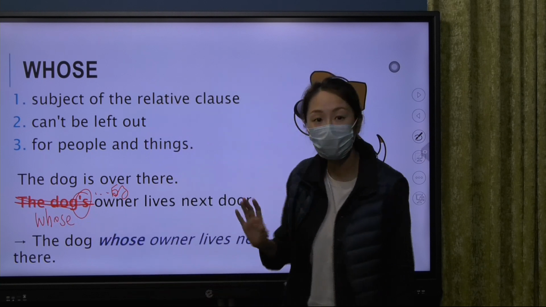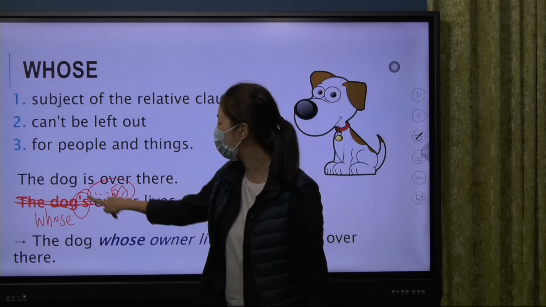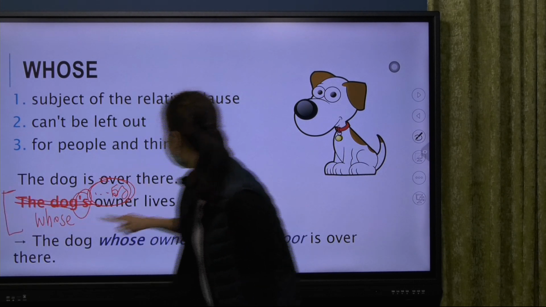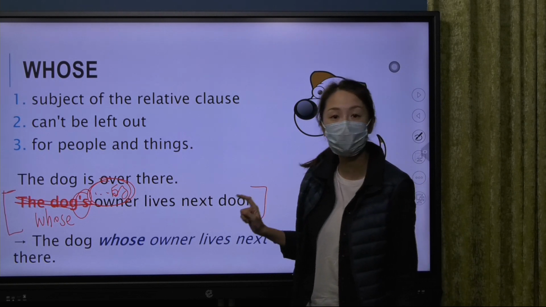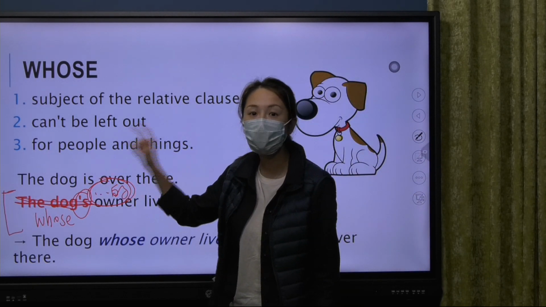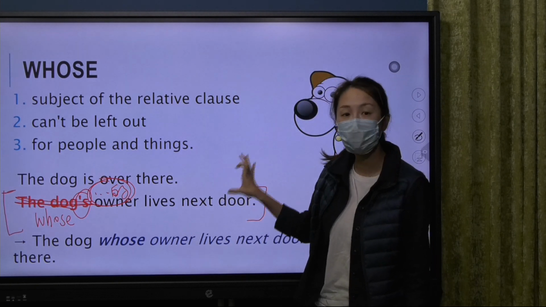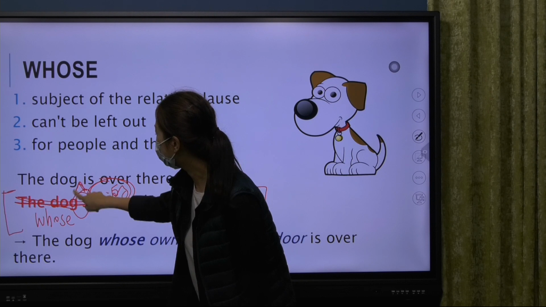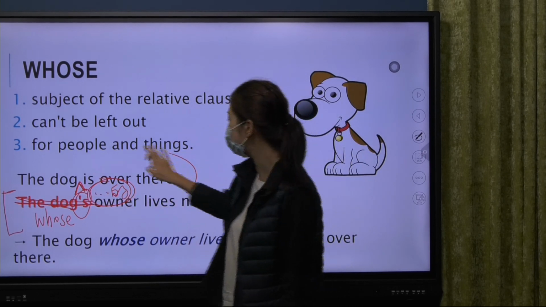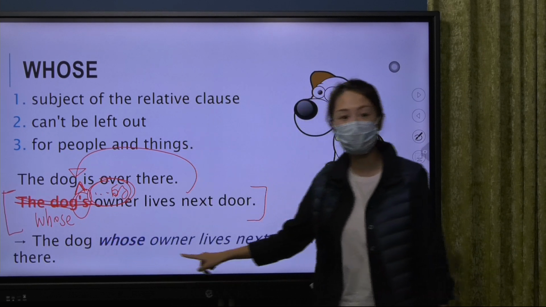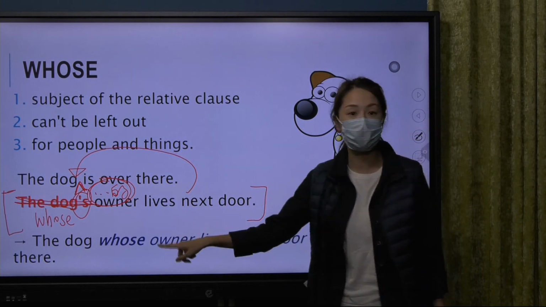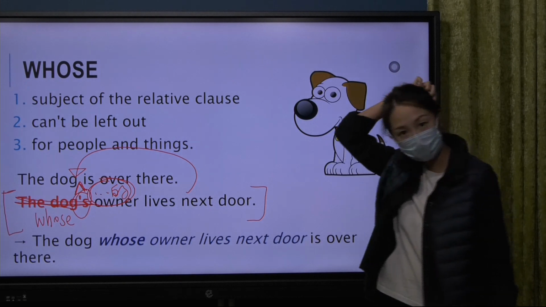Can we use who? No. Okay, can we use which? No, because with the apostrophe s, we can only use whose. And then this part became the relative clause. And then we can put the relative clause into our main sentence. But remember, the relative clause must follow your subject, the item you want to talk about, which is the dog, right? So we put this sentence here, and then combine the sentence into: the dog whose owner lives next door is over there. So we combine the two sentences into one relative sentence.